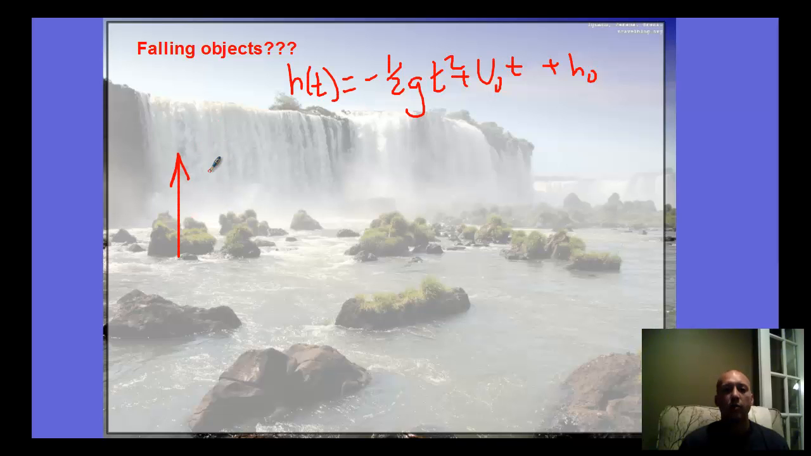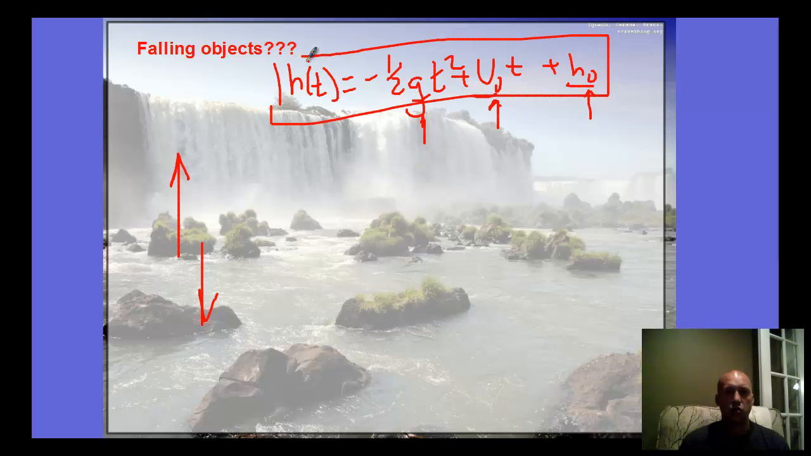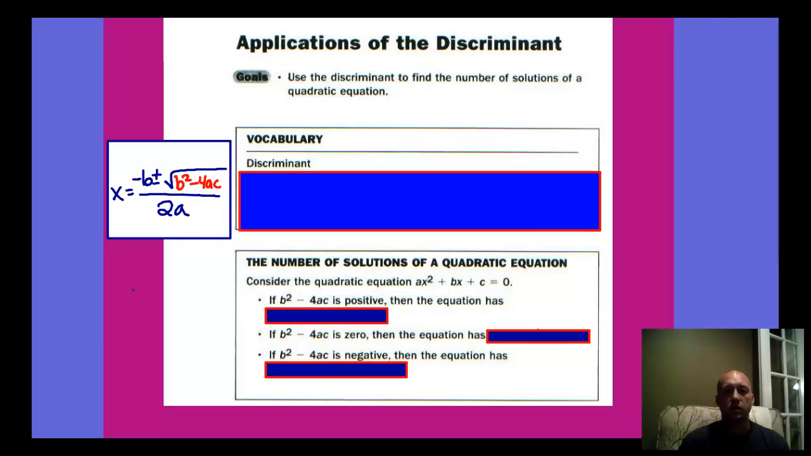Anything that's going up or anything that's getting pulled down uses this motion formula, where g is gravity, t is time, this is the initial velocity, and then the initial height. We'll do some examples of this in class tomorrow. This formula is one I'll give to you now, but it's one you should become comfortable with in future math and physics classes.